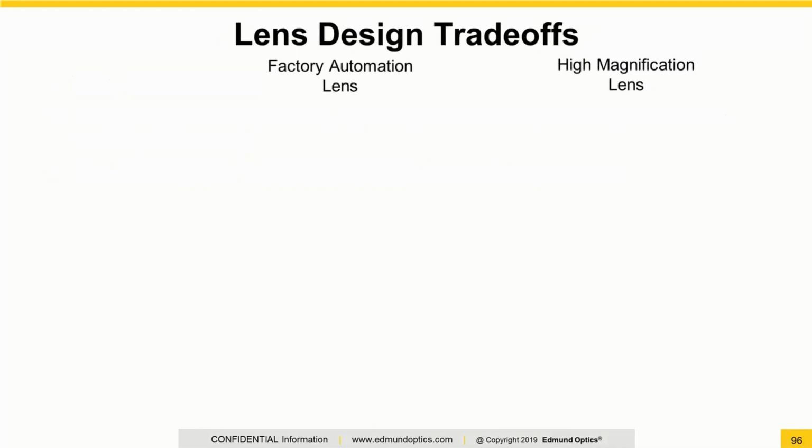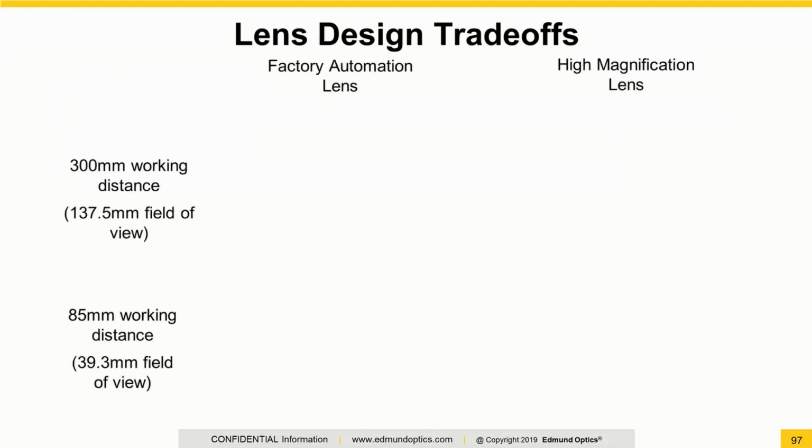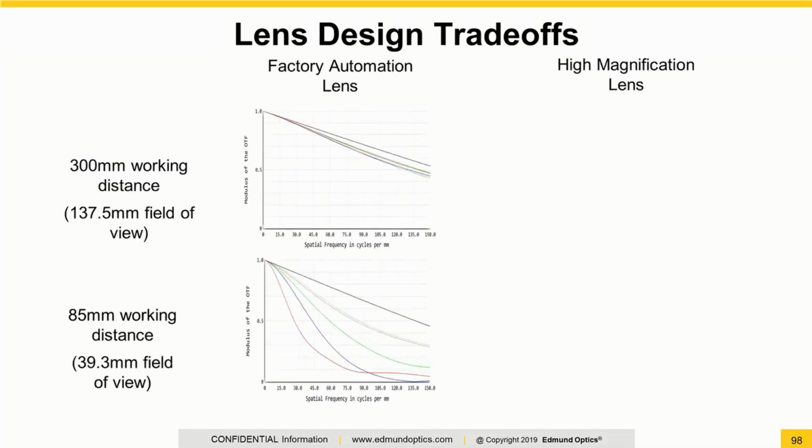So we're going to look at these two lenses here. The lens on the right is going to be our high magnification lens. The lens on the left is going to be our factory automation lens, again designed for a longer working distance. And then we're going to look at them in the two different places. We're going to look at them at 300 millimeters, which gives a field of view of about 140 millimeters. And then we're going to look at them at 85 millimeters, giving a field of view of about 40 millimeters. We're going to start with the factory automation lens, which is designed for those longer conjugates.